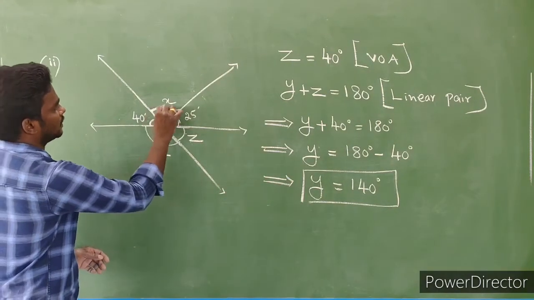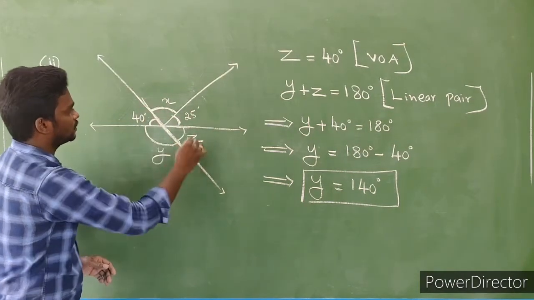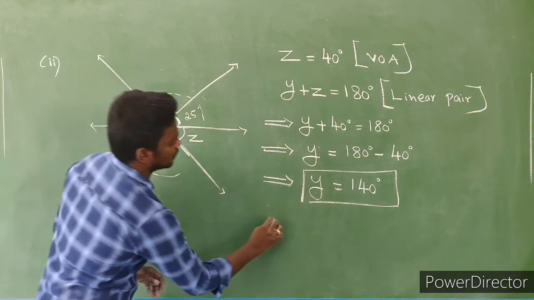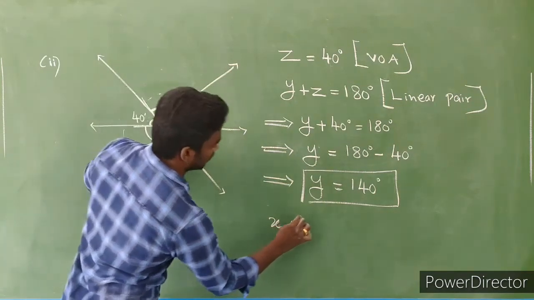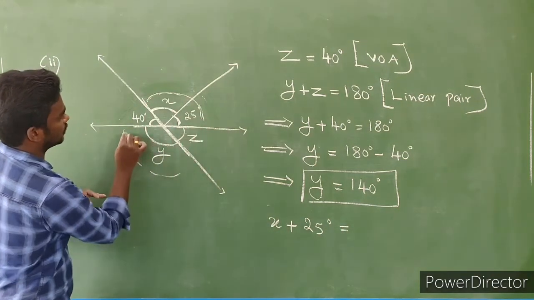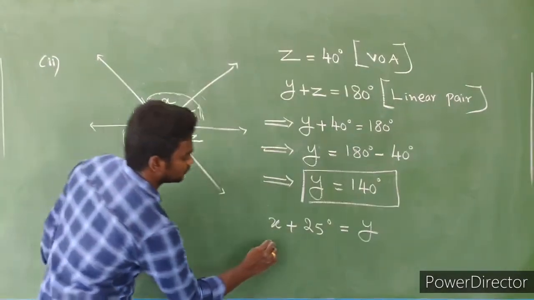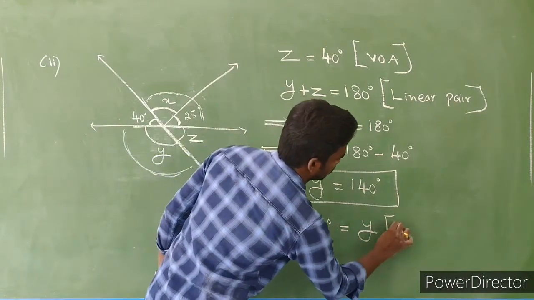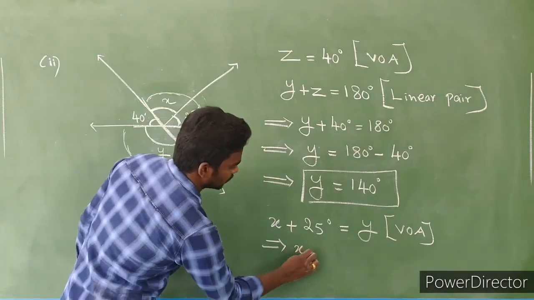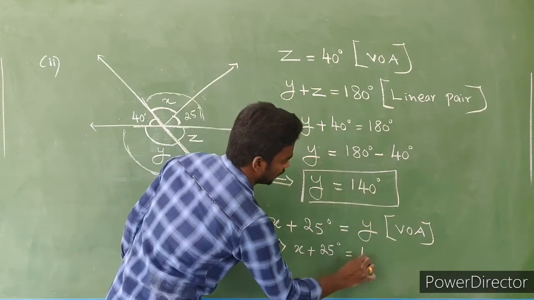Next, what is angle X? Angle X plus 25 is equal to angle Y, because these two angles are vertically opposite angles. X plus 25 degree is equal to this angle Y, because of the vertically opposite angles, by VOA, the condition of vertically opposite angles. So X plus 25 degree is equal to, what is the value of Y? 140 degree.